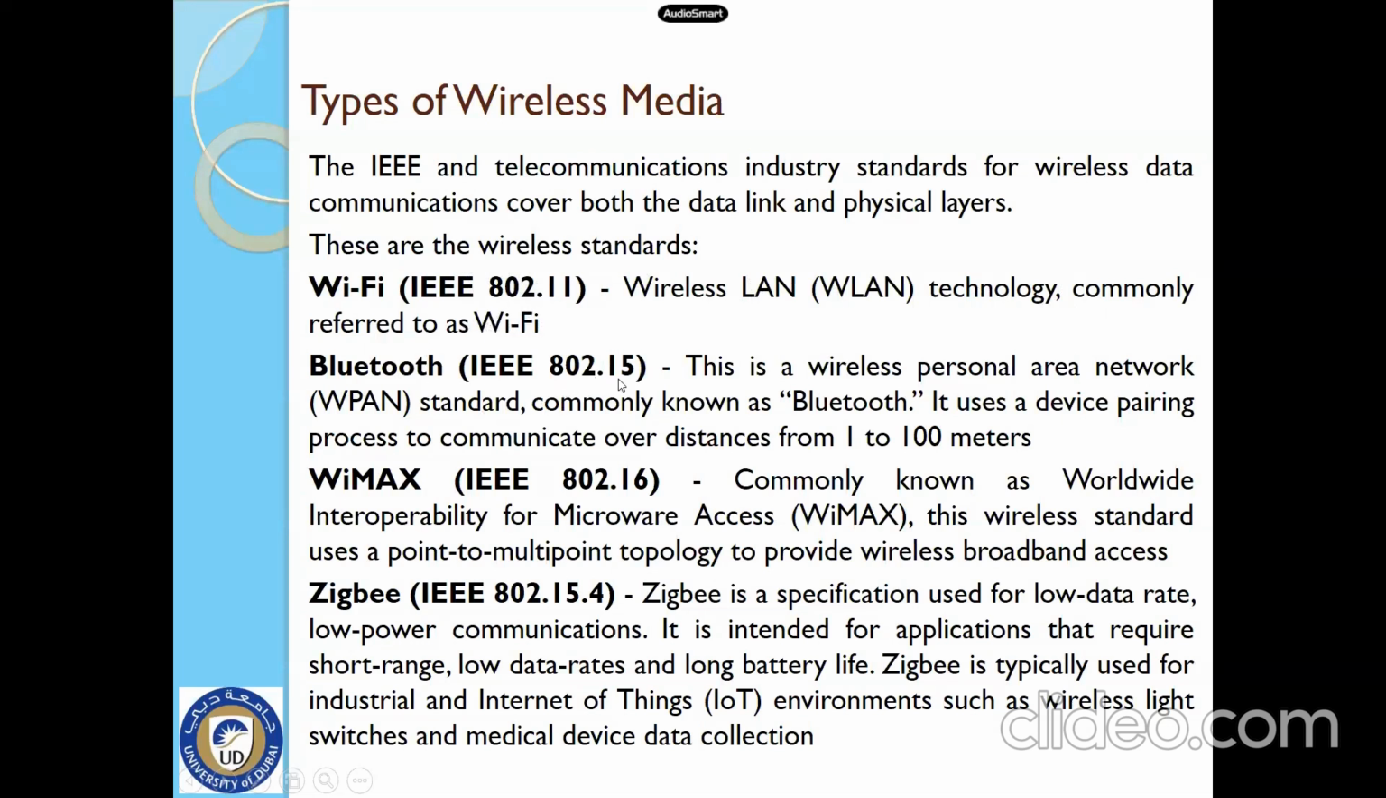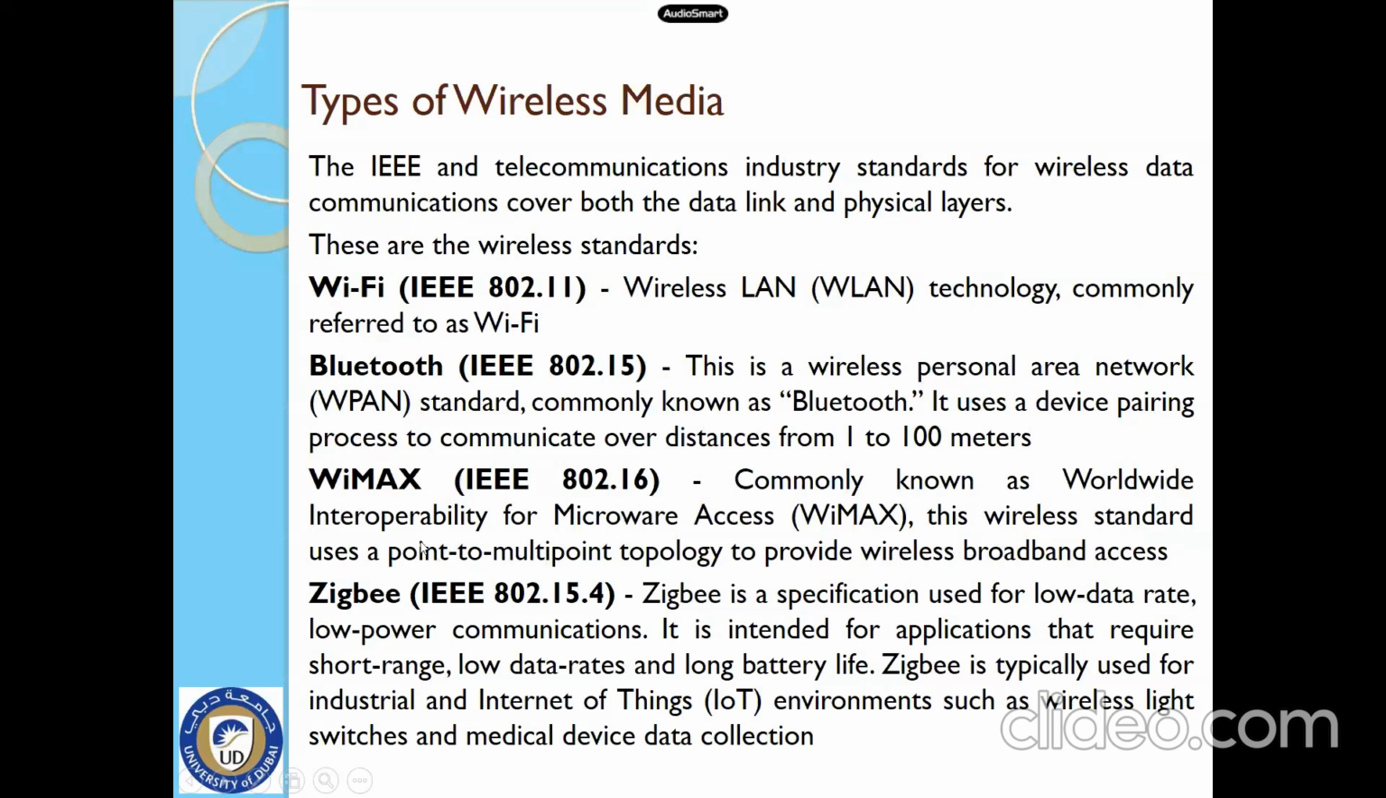Now, 802.15 is the wireless personal area network. This is Bluetooth. You know what Bluetooth is: you send the signal, but at lower speed, and it doesn't have very high range. It uses a device pairing process to communicate over a distance of up to 200 meters, and is not very fast. And you need to do the device pairing. WiMAX, that's 16, commonly known as Worldwide Interoperability for Microwave Access. This wireless standard uses multi-point topology.